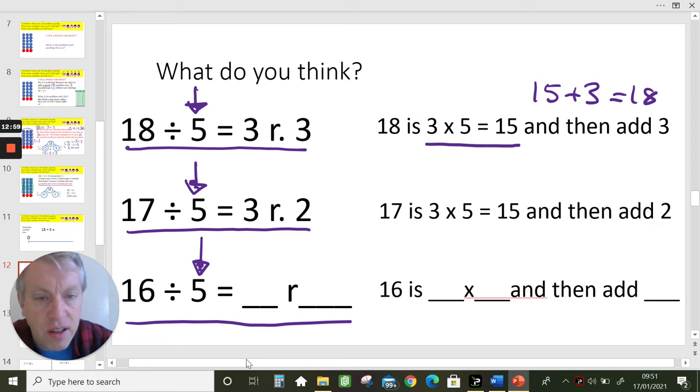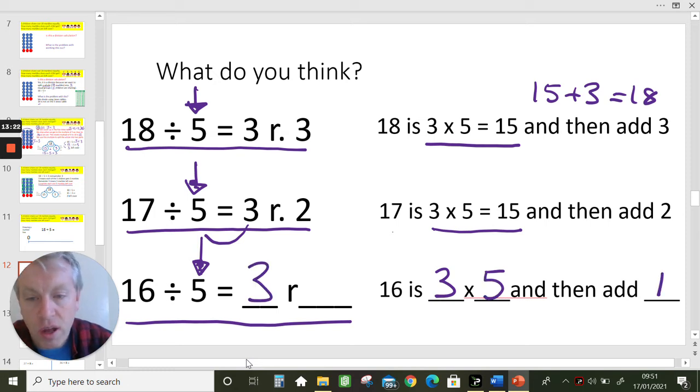So the add 3 is the remainder 3. 17 is 3 times 5 is 15. 15 add 2 makes 17. 3 times 5 add the 2 more. Wonder what 16? 16 is 3 times 5 and then add 1 to get 16. So it will be 3, remainder 1. 3 groups of 5 and remainder 1.